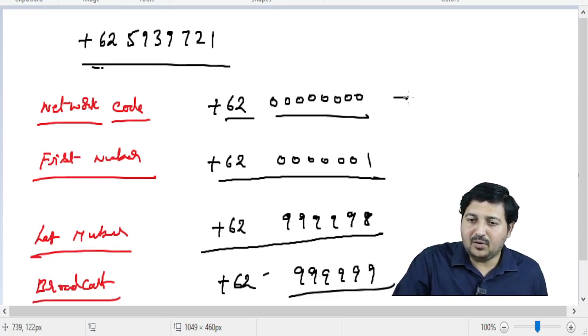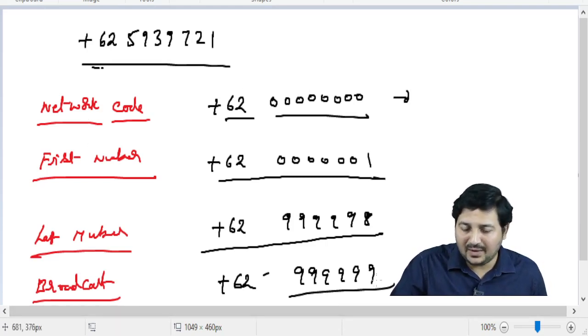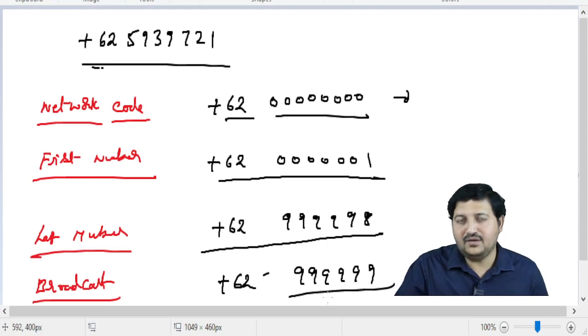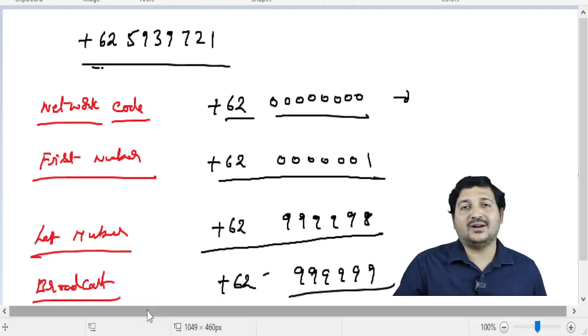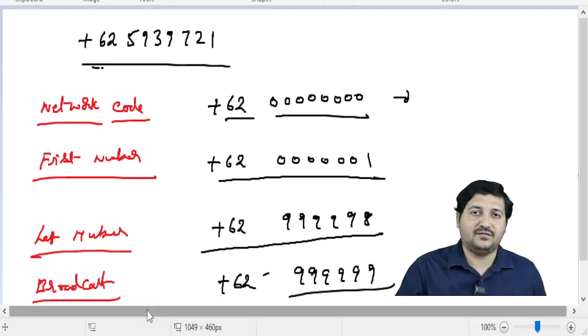So when we keep all zeros, we get something called the area code, and when we keep all ones in all the host bits, we get something called the broadcast. What is the meaning of broadcast? For example, if I want to convey one message to all the people in Australia in one call, if I dial just one number, everyone should receive a call. That is called the broadcast.